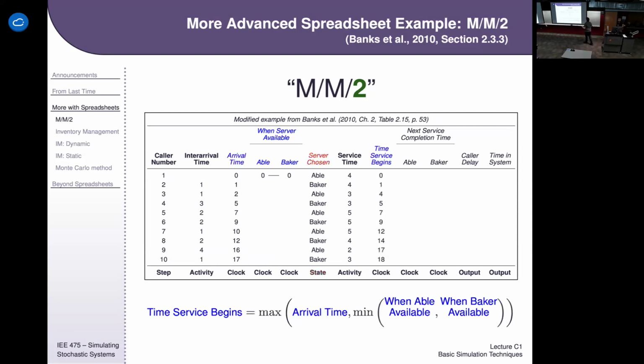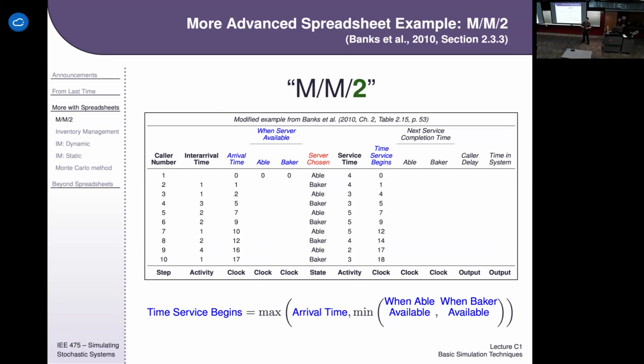Okay, so I do need to figure out a way to populate these. I'm going to start by filling down this column of time service begins. So this is for this caller, when did their service begin? And what is always true about that? Well, for some callers, they get directly into a server, so their service beginning is going to be their arrival time.